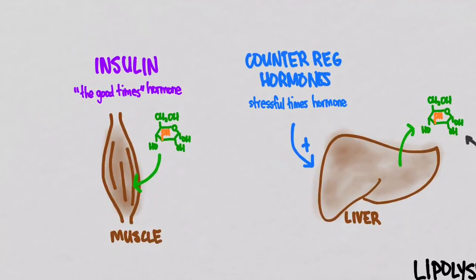So one way to think of this balance is to think of insulin as the good times hormone and the counter-regulatory hormones as the stressful times hormones. So in good times, you got plenty of food to eat, things are going well, you got glucose floating around, you can store that away, you store it in muscle.